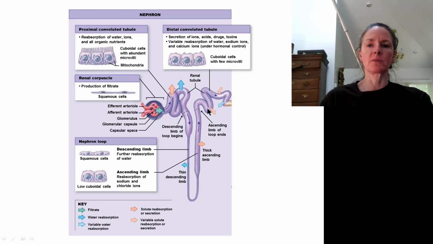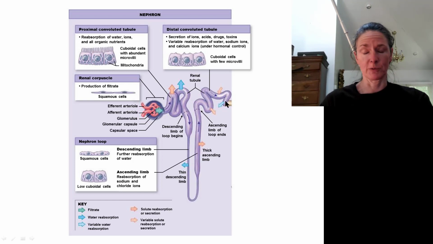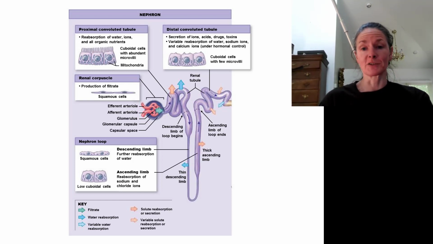And then we're going to get to the distal convoluted tubuli. Once again, the distal convoluted tubuli, where we're going to have the selective resorption and secretion of certain solutes and the selective resorption of water, depending on how much blood plasma volume we have.